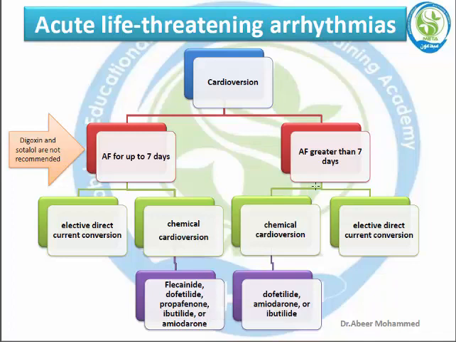If the patient has AF symptoms for less than 7 days, we can use chemical cardioversion or an electrical shock. In case the atrial fibrillation is more than 7 days, we can use dofetilide, amiodarone, or ibutilide as chemical cardioverters, or we can use a direct current shock.